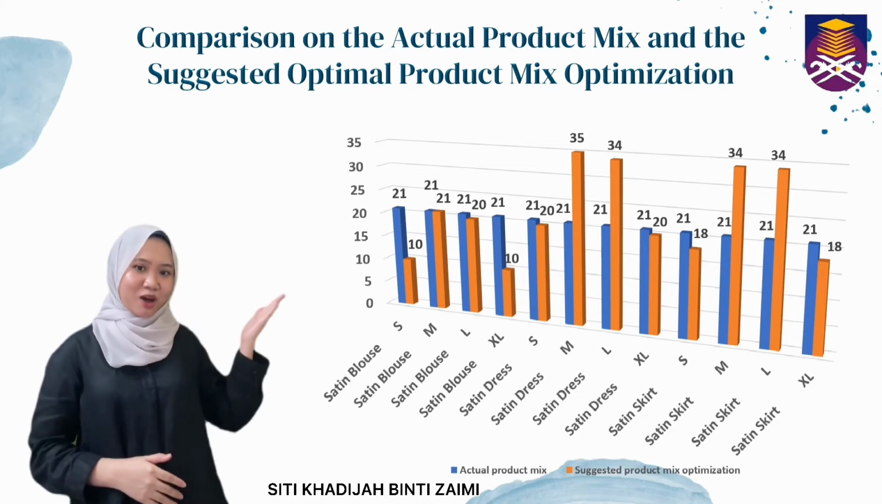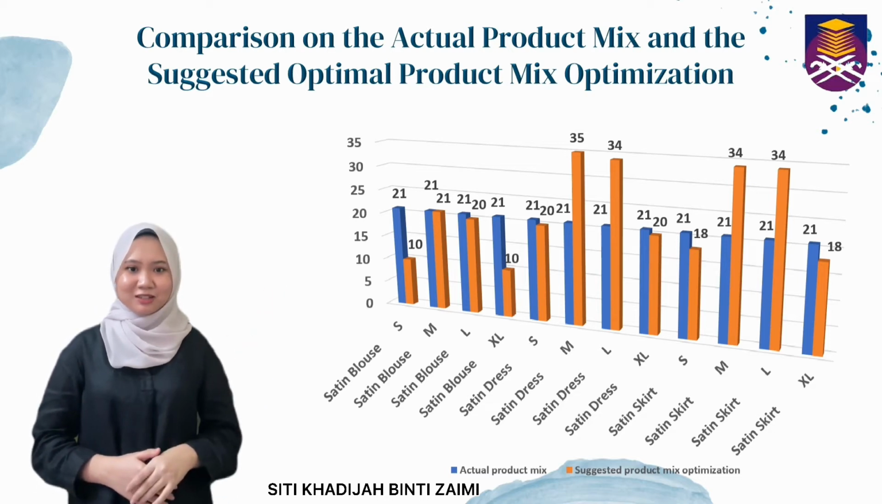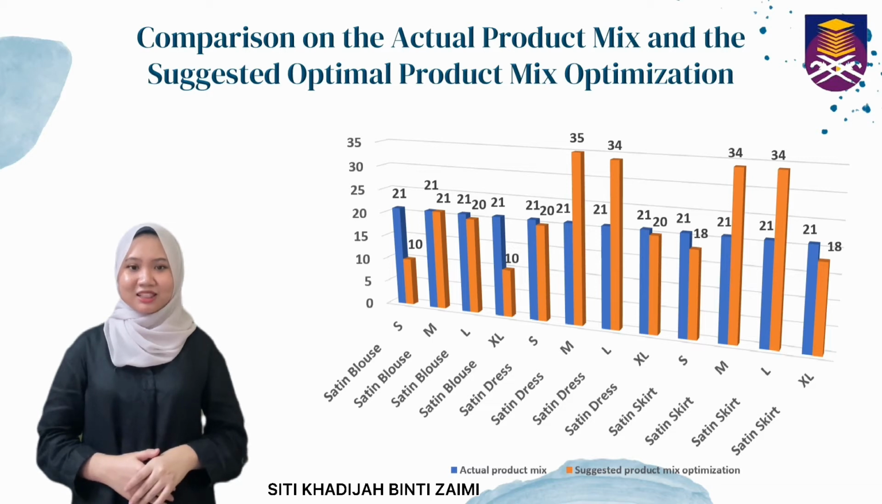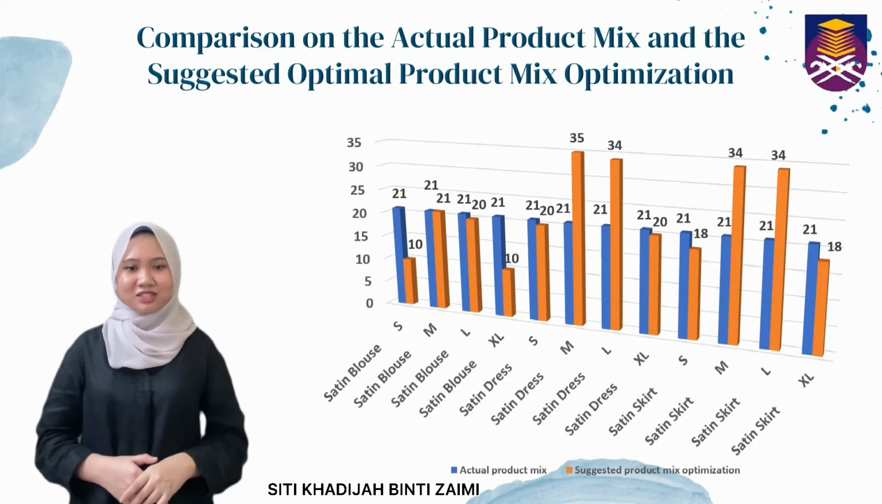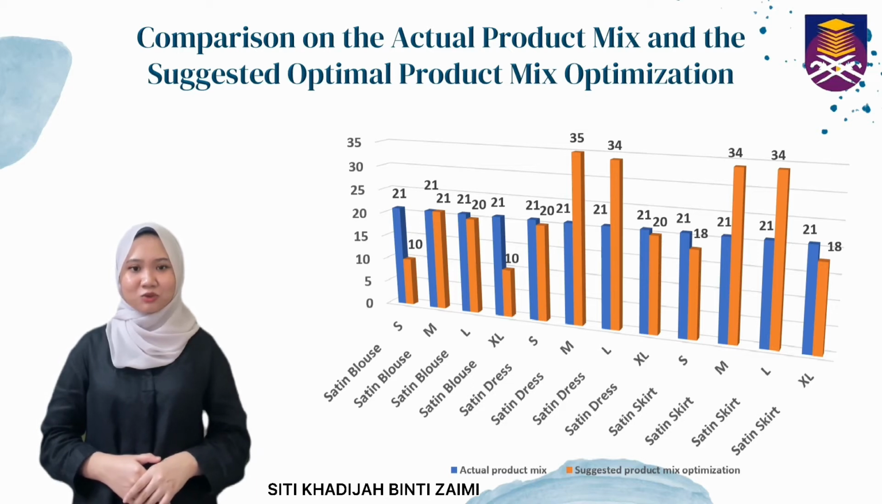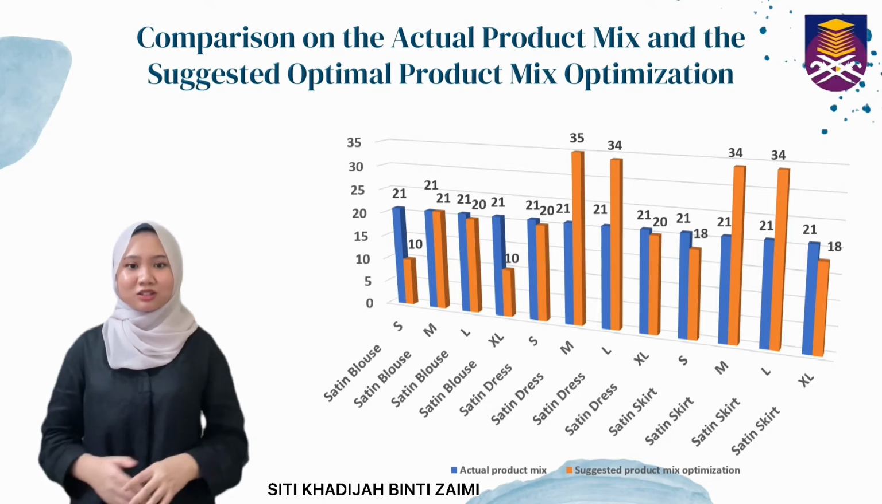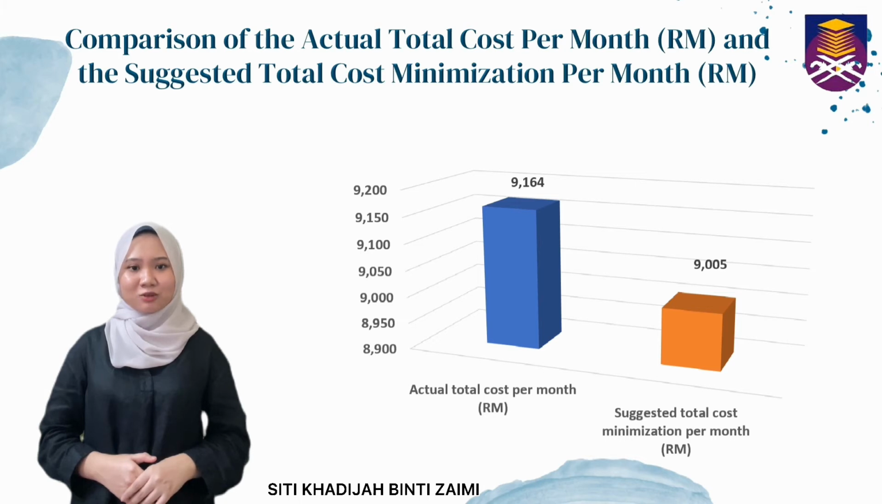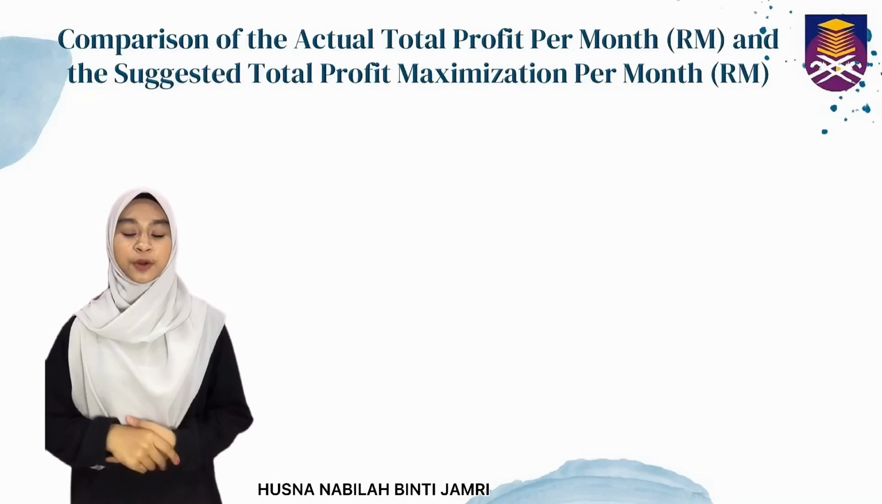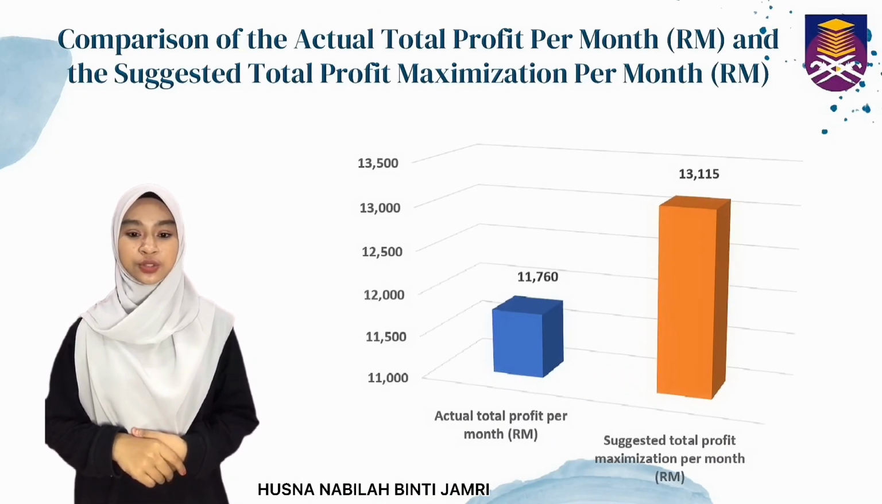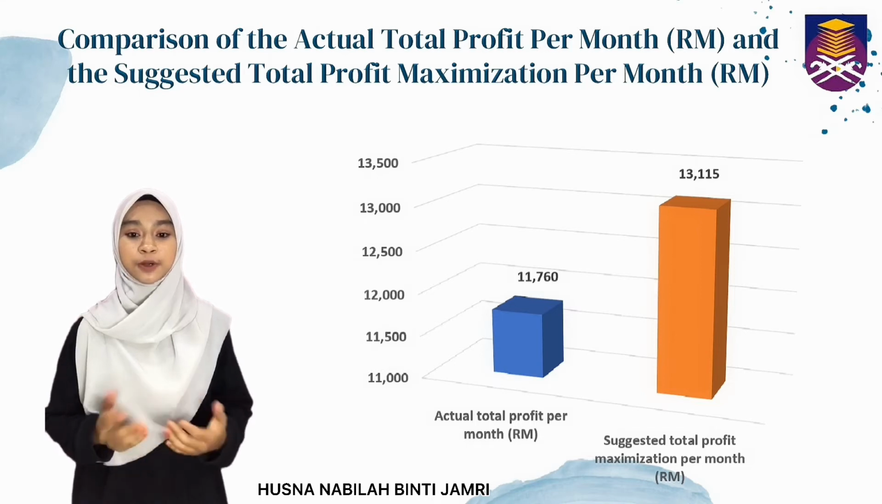Meanwhile, the orange bar, which indicates the suggested product mix optimization, shows that the store should purchase a total of 61 pieces of satin blouses, 109 pieces of satin dresses, and 104 pieces of satin skirts to obtain a total cost minimization of 9,005 ringgit per month compared to the actual total cost, which is 9,164 ringgit per month.